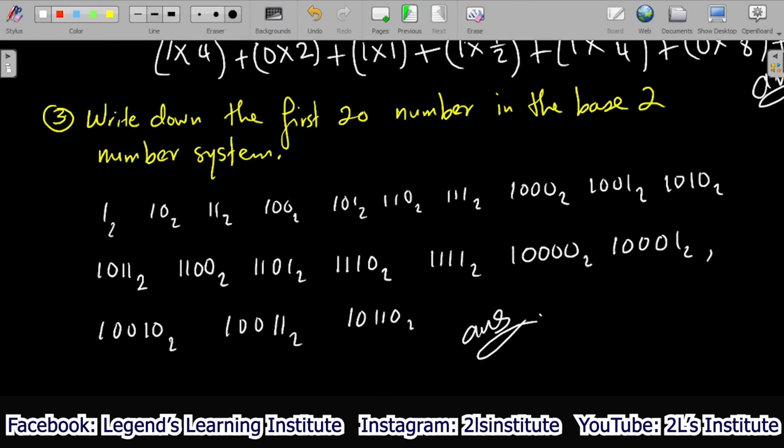These are the first 20 numbers in the base 2 number system. So let's do a final count. 1 2 3 4 5 6 7 8 9 10 11 12 13 14 15 16 17 18 19 20. So that's our answers there.